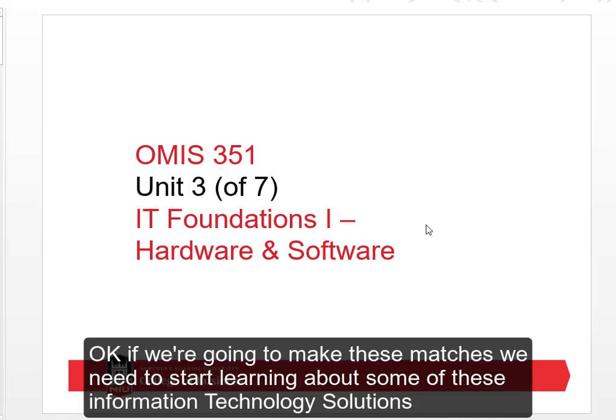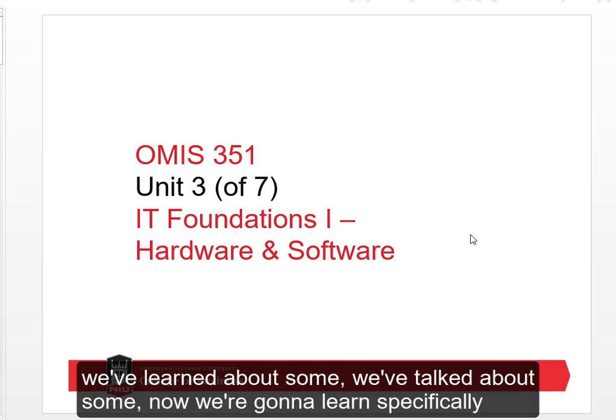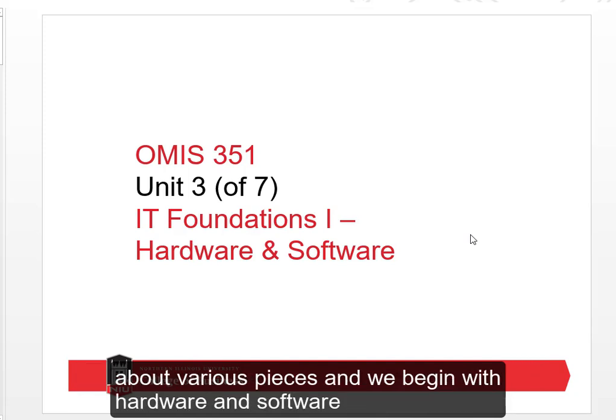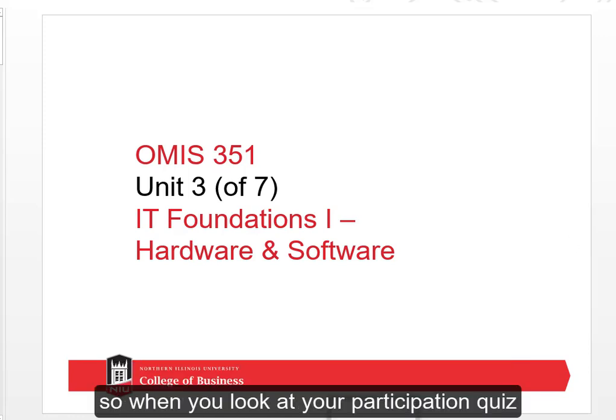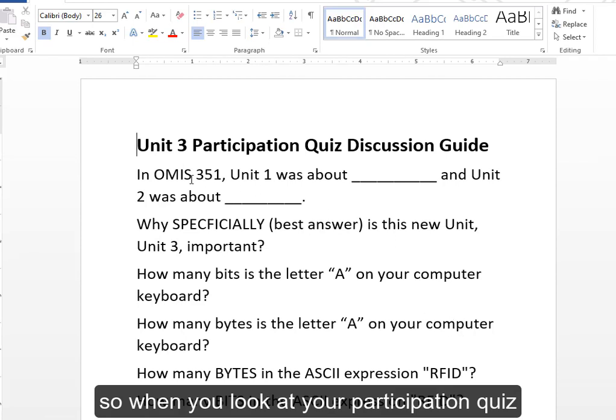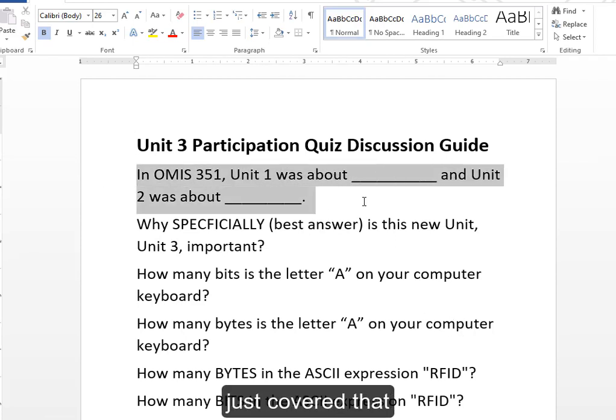We need to start learning about some of these information technology solutions. We've learned about some, we've talked about some. Now we're going to learn specifically about various pieces, and we begin with hardware and software. So when you look at your participation quiz, just covered that.